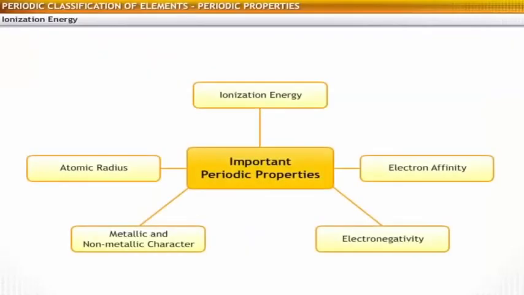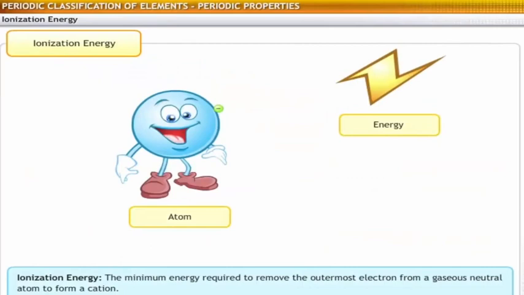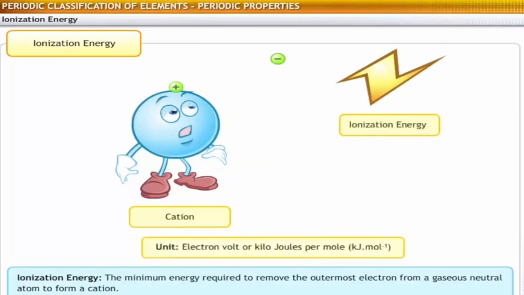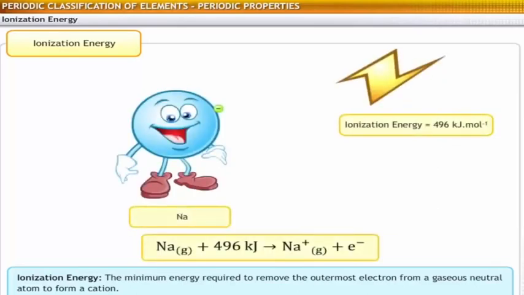The second periodic property is ionization energy. Ionization energy is the minimum energy required for removing the outermost electron from a gaseous neutral atom to form a cation. The unit for ionization energy is electron volts, or kilojoules per mole. An example of ionization energy can be observed in reactions involving sodium, where 496 kilojoules of ionization energy is needed for the formation of a cation.